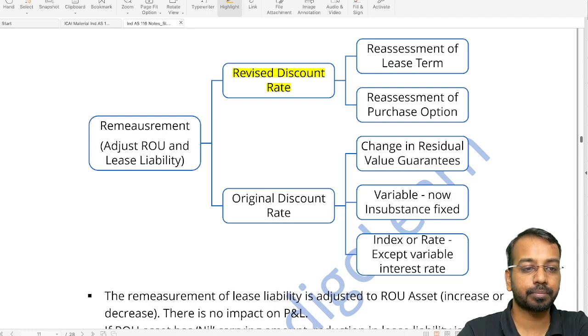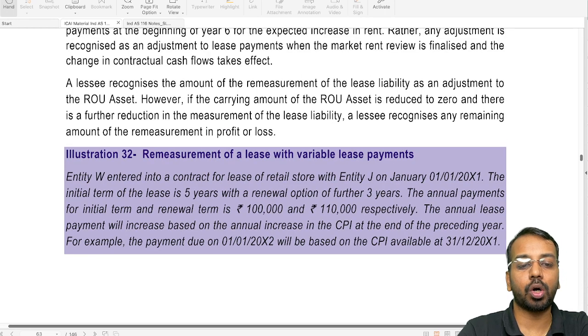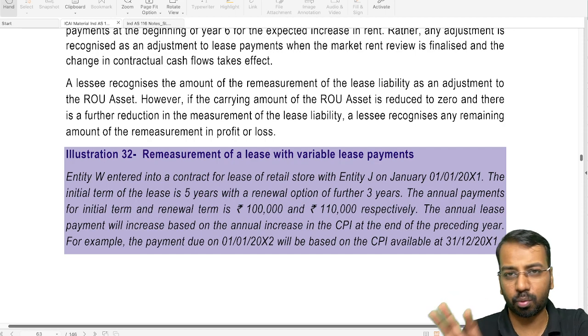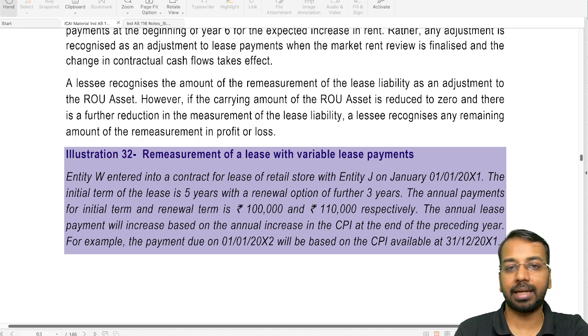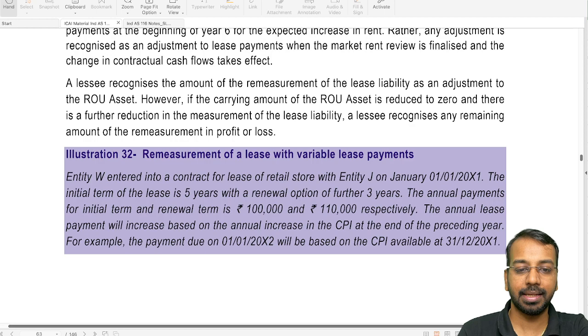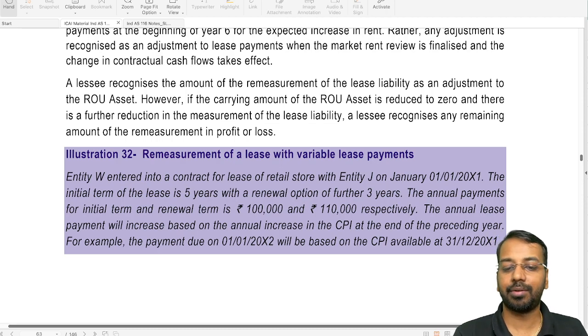Right. Now let's have a look at this question. Entity W entered into a contract for lease of a retail store with entity J on 1st of January of year 1. One thing I don't like about our material is that all of these questions are based on IFRS and IAS. So it's IFRS 16, the corresponding standard, and they keep using 1st of January because internationally the financial year is 1st of January to 31st of December.